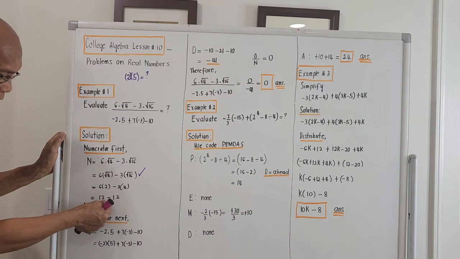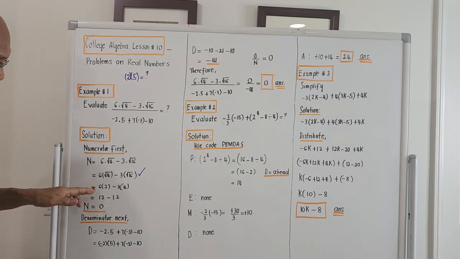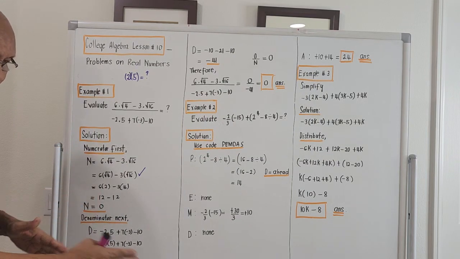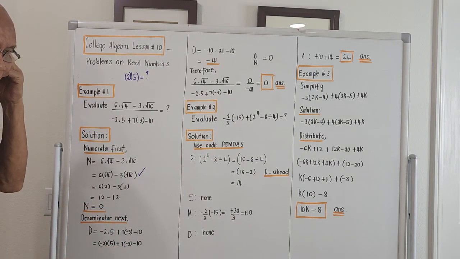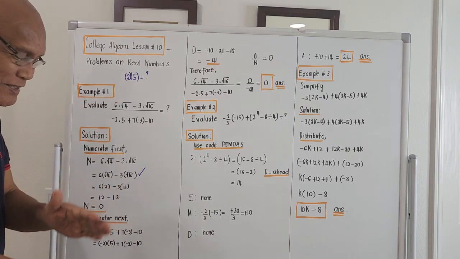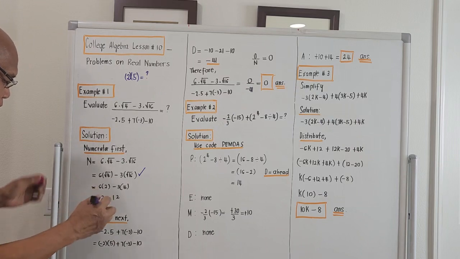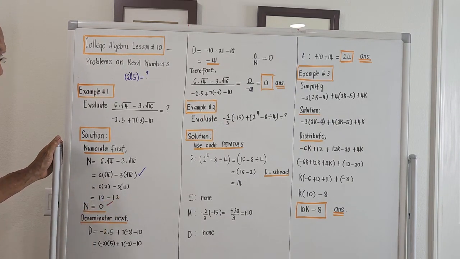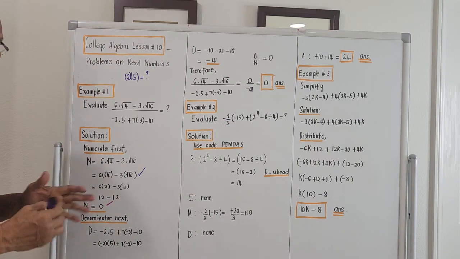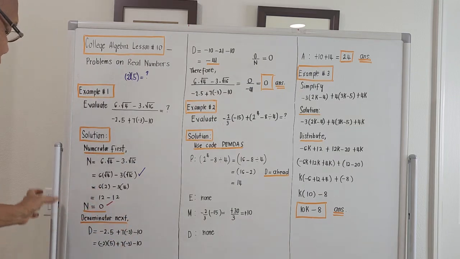So 12 minus 12. The multiplication is ahead, right? So the next operation will be subtraction. We are bound by that PEMDAS thing. So 12 minus 12 is actually 0. We have no more problem with the numerator.